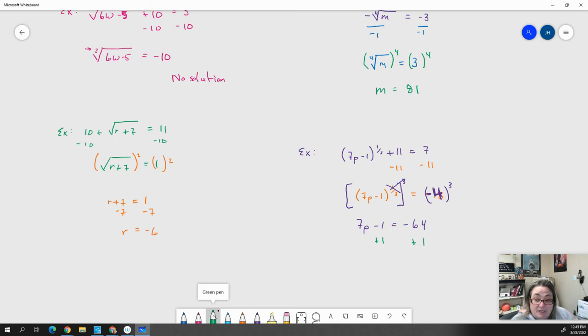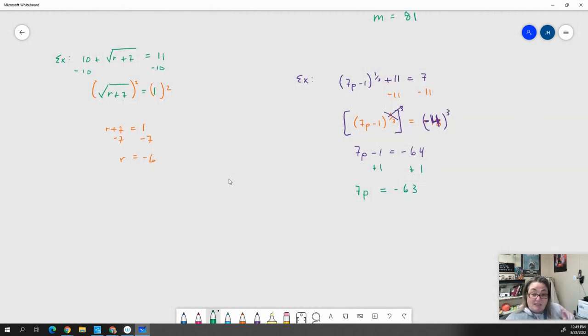So we're going to add 1 to both sides, and we're just going to work to get this p all by itself, which gives negative 63. Then the only thing left being done to that p is that it's being multiplied by 7. So I'm going to divide both sides by 7. And I wind up with p equals negative 9. And that's pretty much it.